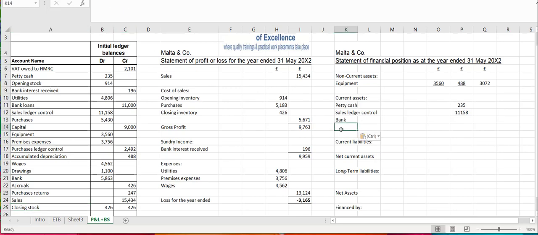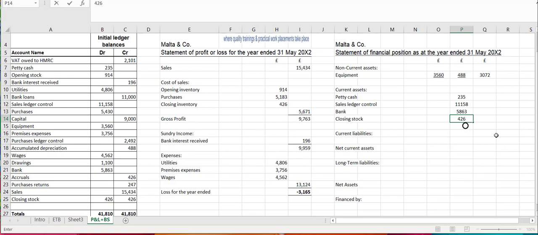Closing stock, also known as closing inventory. My bank amount. I create in the closing inventory amount. Those are the only assets that I have. So I can get a total of all my closing stock, bank, sales ledger control, and petty cash. A total of all of my current assets, technically. And then I can move over to current liabilities. The first one I have is VAT owed to HMRC.